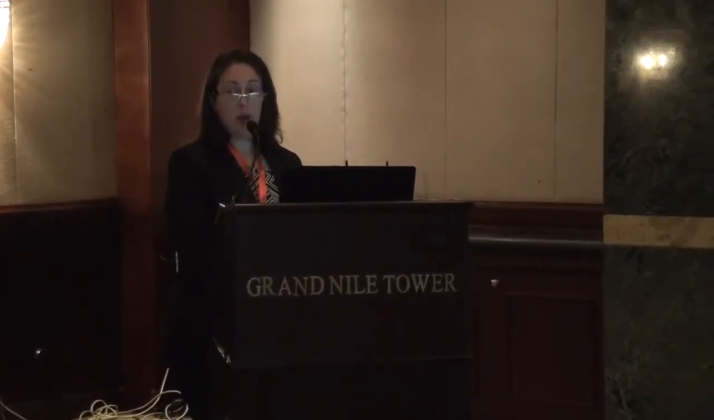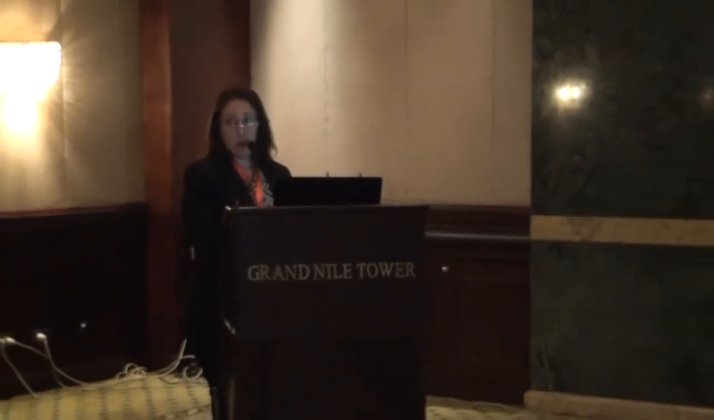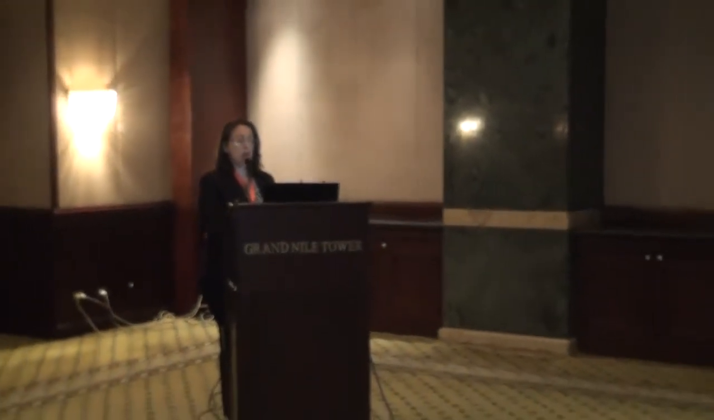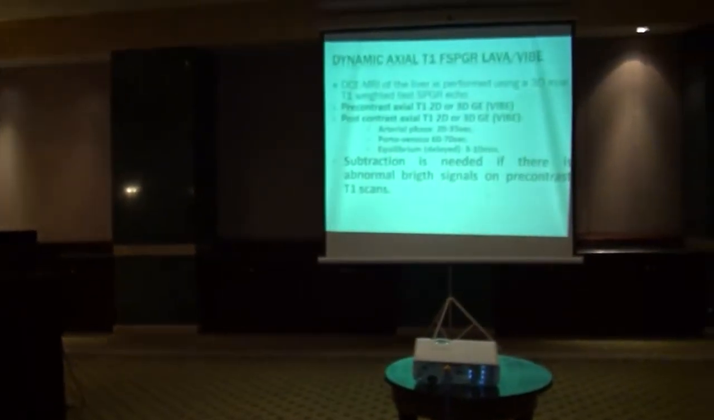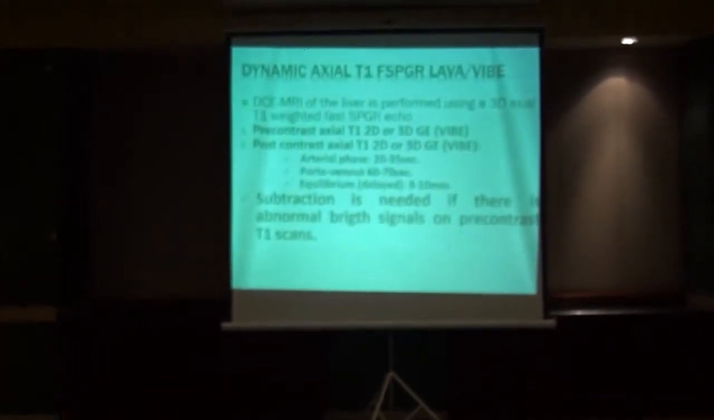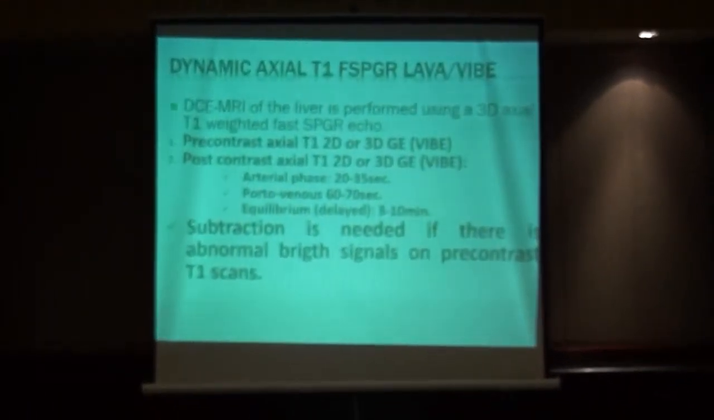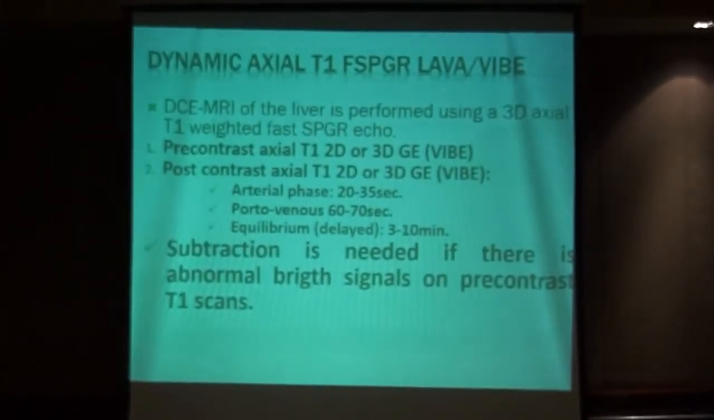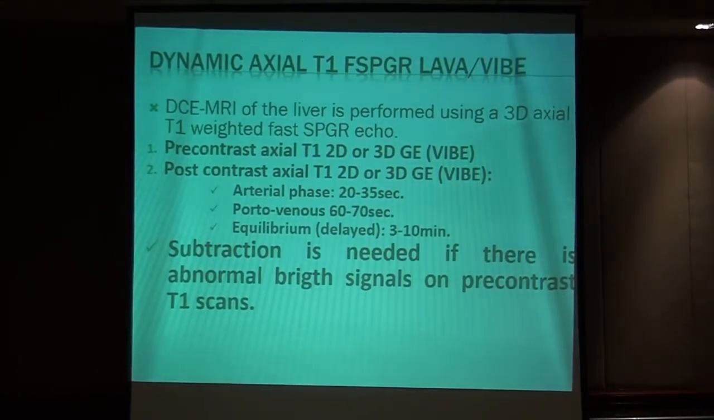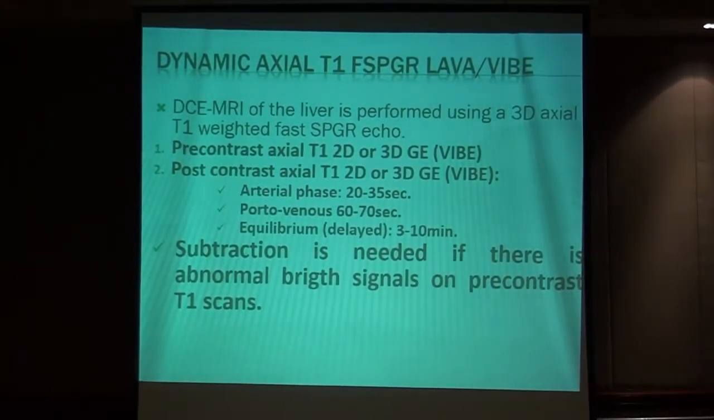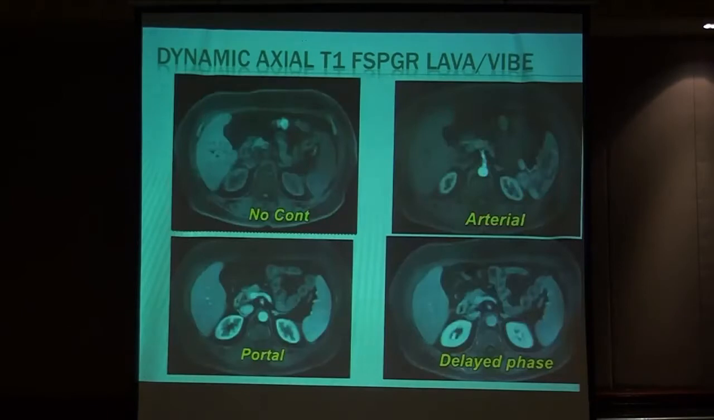Dynamic axial T1, which is called LAVA or VIBE according to different machines, contrast-enhanced MRI of the liver is performed using 3D axial T1 weighted fast spoiled gradient echo: pre-contrast axial T1, post-contrast axial T1, either 2D or 3D, arterial phase from 20 to 35 seconds, portal phase 60 to 70 seconds, and the equilibrium phase between 3 to 10 minutes. Subtraction is needed if there are abnormal bright signals on pre-contrast T1 scans.